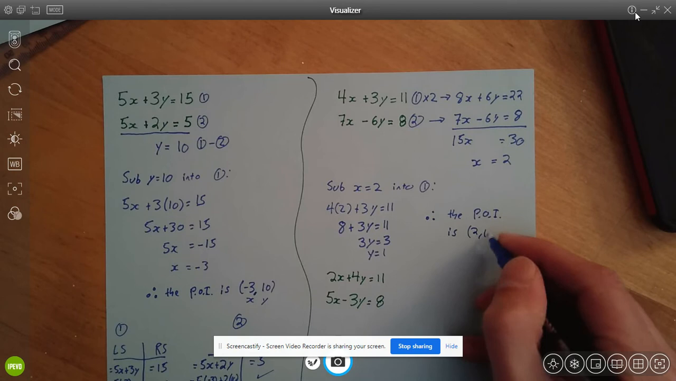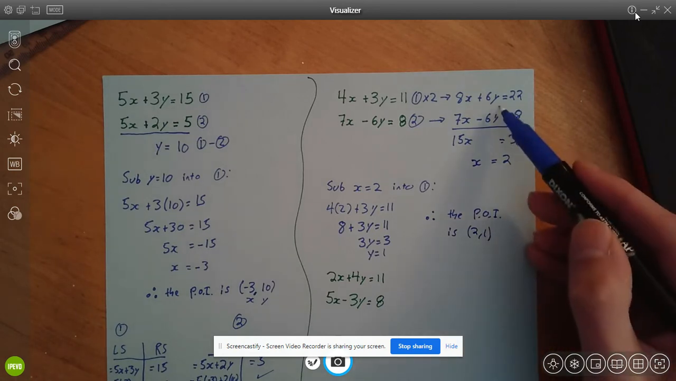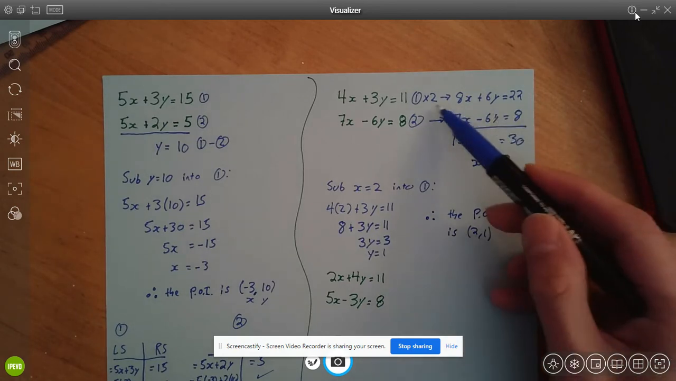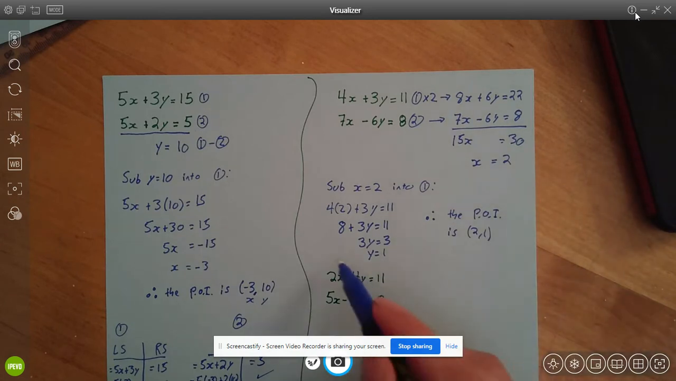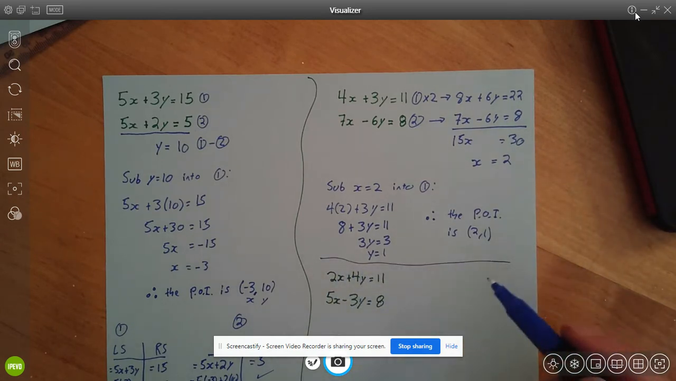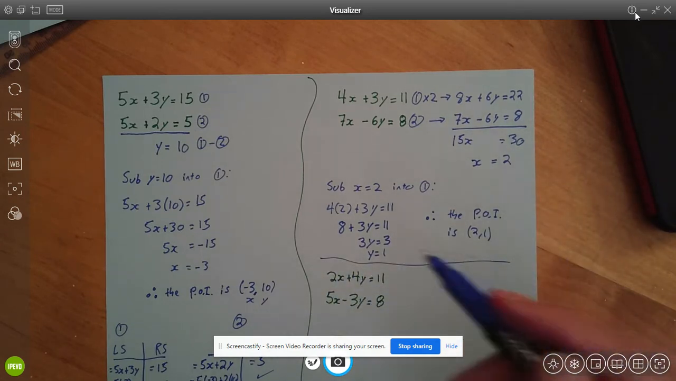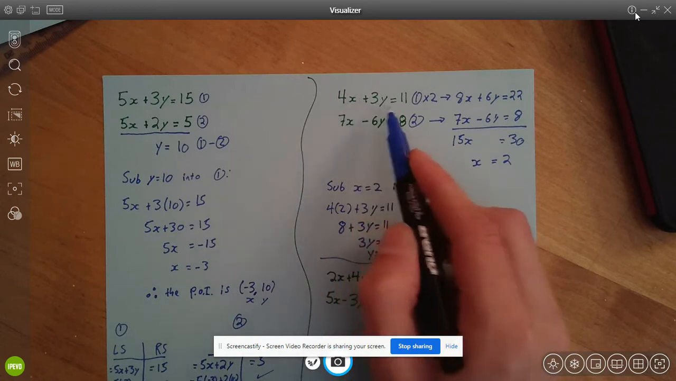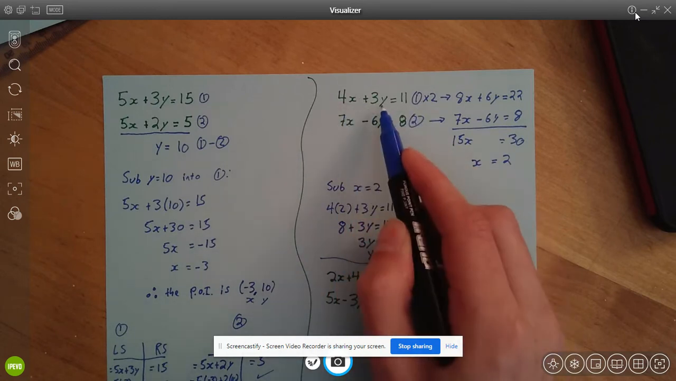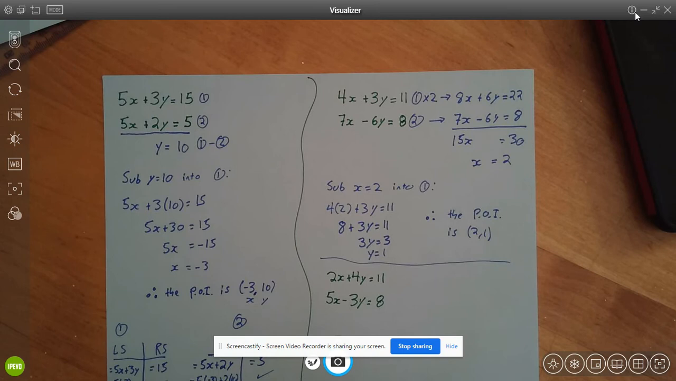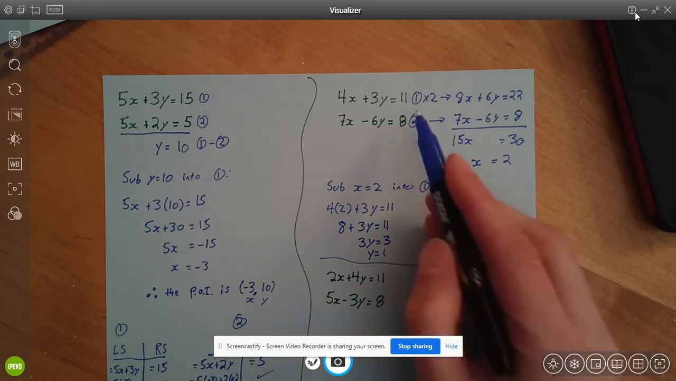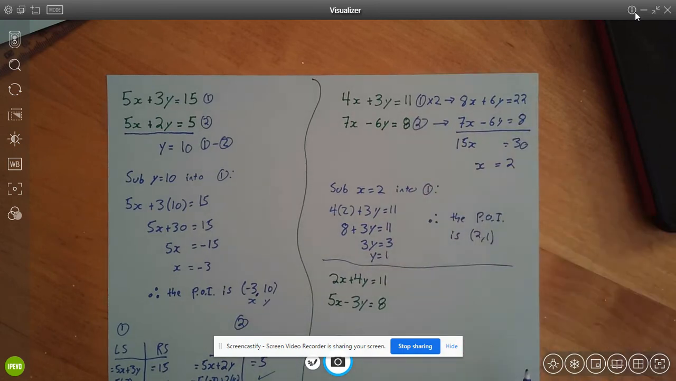And once I have x and y, I can write my concluding statement that my POI is (2, 1). So sometimes to get the coefficients to line up for elimination, I need to multiply one of the equations by some constant. And when I multiply an equation, I need to multiply all the parts of the equation: my x's, my y's, and my constants. I would say the most common mistake in elimination is students forget to multiply that constant.